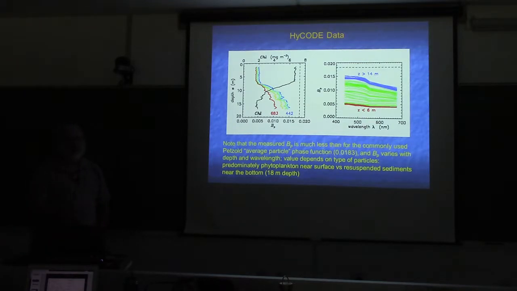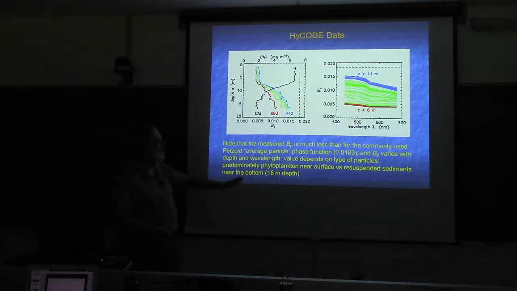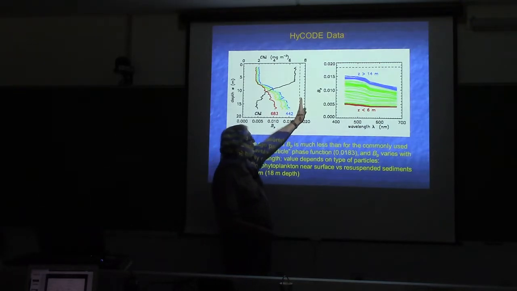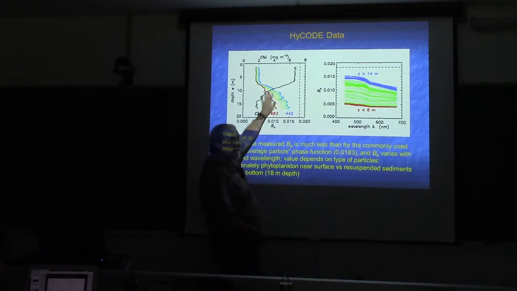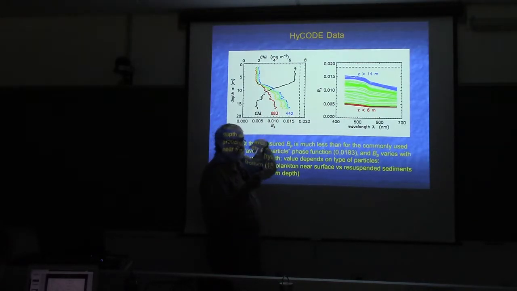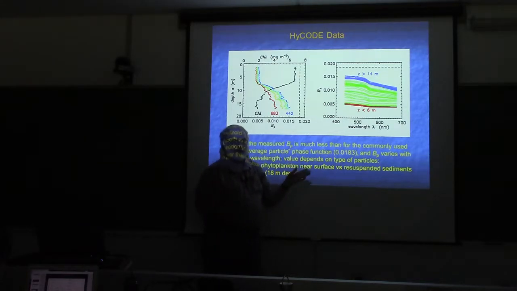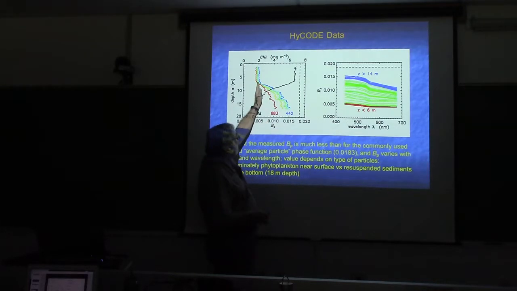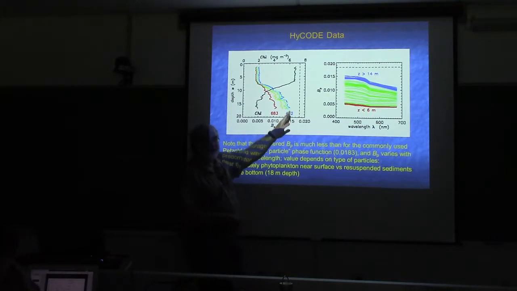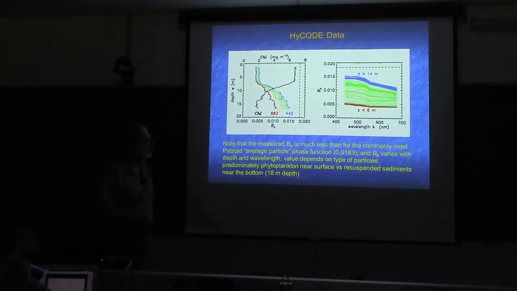They have a high backscatter fraction. Here's the backscatter fraction of the Petzold phase function. It's 1.8%. It's higher than anything here. So if you just came along and said, I don't have any data on backscatter fractions or volume scattering functions, I'll just use Petzold, you're going to be way too high here, by a factor of 3 to a factor of 30%, depending on the depth and the wavelength.